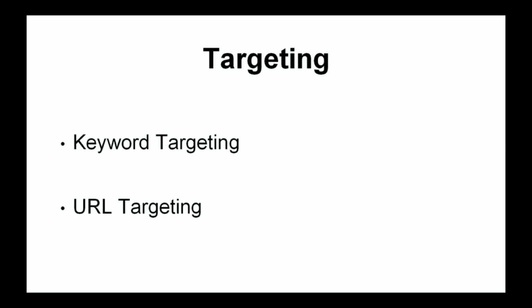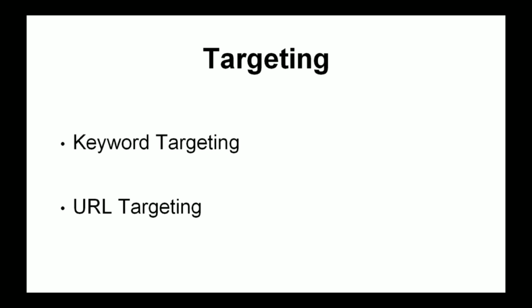Now, the next thing we're going to look at is the targeting. When you create a PPV campaign, you have to choose either using keyword targeting or URL targeting. But first, what is keyword targeting and URL targeting? Keyword targeting is when the user searches for a specific word on search engines like Google or Yahoo. So, for example, let's say the user is interested in fishing, and you are bidding for that word. So when the user types fishing in Google, your pop-up will show up to the user.